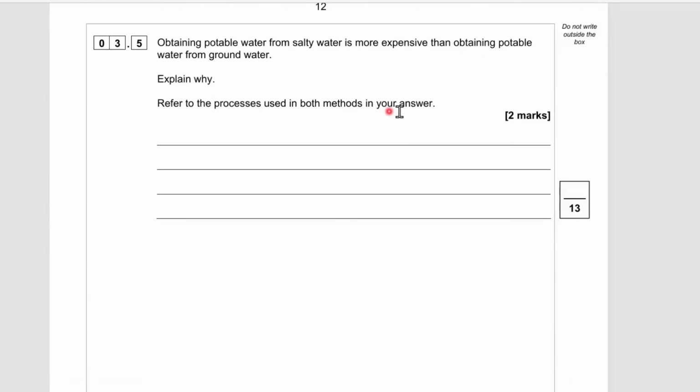Right, 3.5, obtaining potable water from salty water is more expensive than potable water from groundwater. Why is that? So compare the methods. So you might want to pause and have a go. Right, potable water from groundwater. Groundwater is the kind of water when it rains, the lakes, the rivers, but that's kind of surface water. Groundwater fills underground caverns called aquifers as well, and essentially it's the water from the rain.